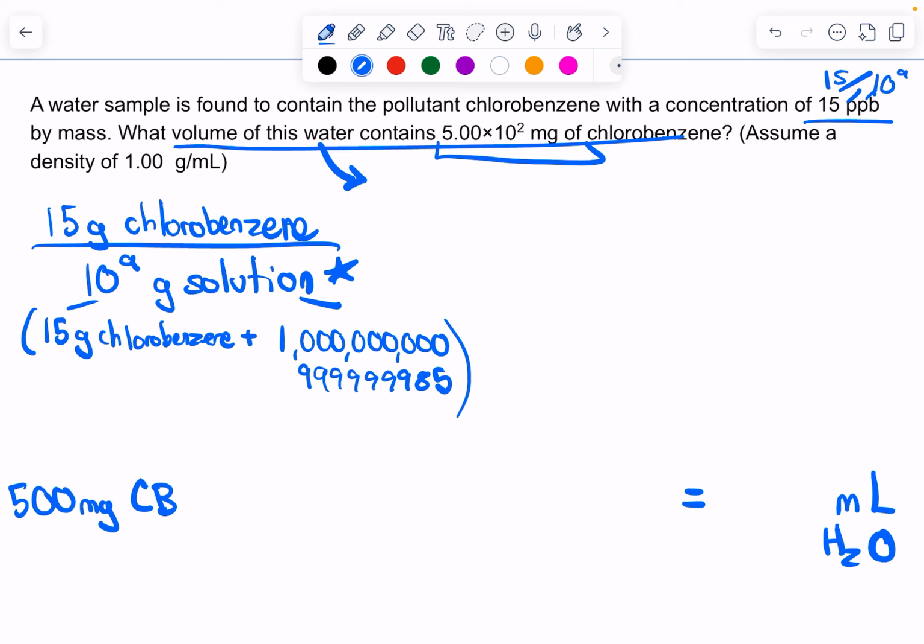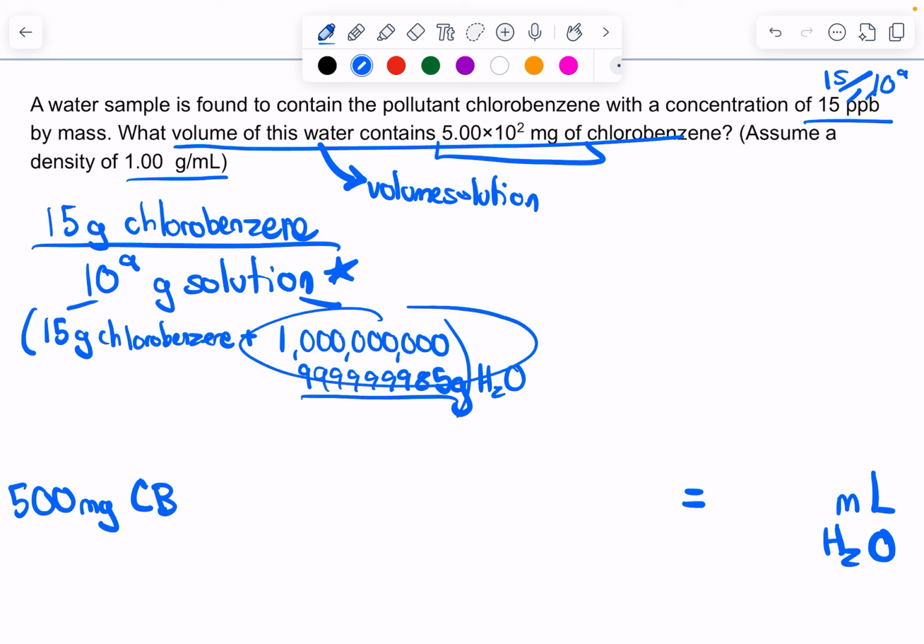Because this is so dilute, this is synonymous. Volume of water is going to be volume of solution. These are going to be identical because there's hardly any solute in here. Now, technically, we would want to count this as the grams of water, and then we would want to convert that to milliliters using the density conversion. It's going to be a bit of a nuisance. We might as well just round it. So let's just assume that we're talking about 1 billion grams of water for every 15 grams of chlorobenzene.